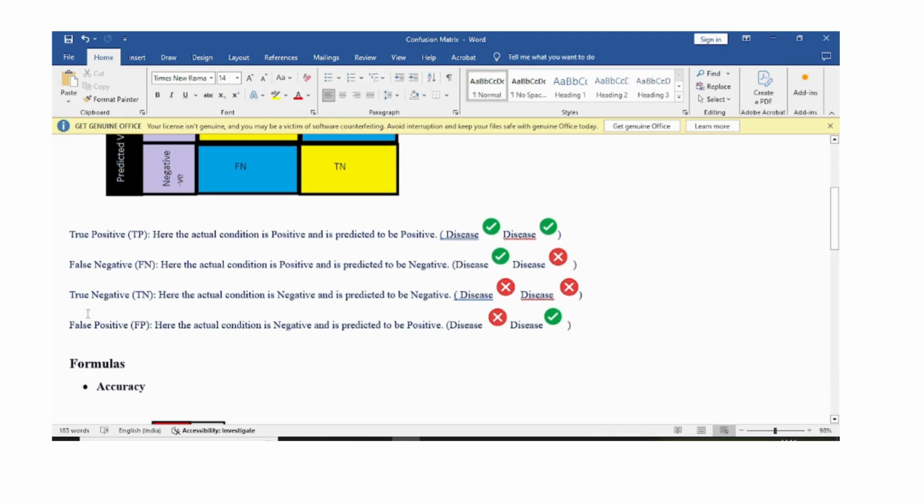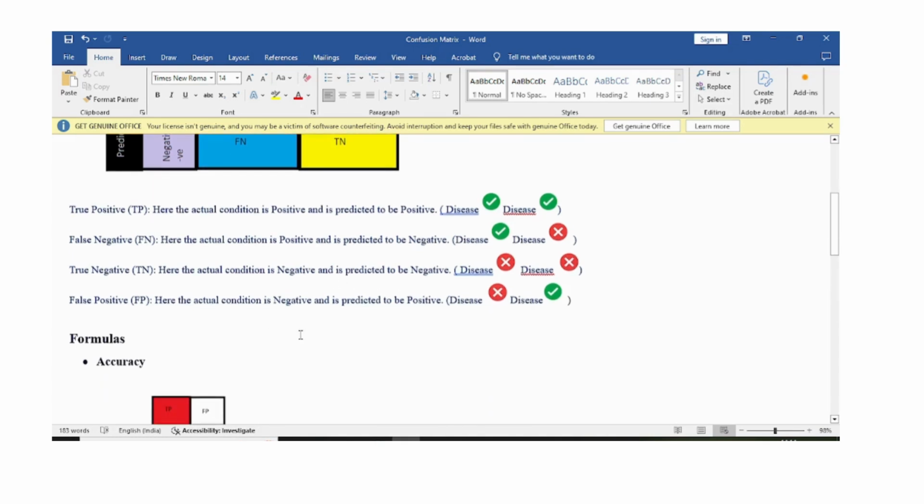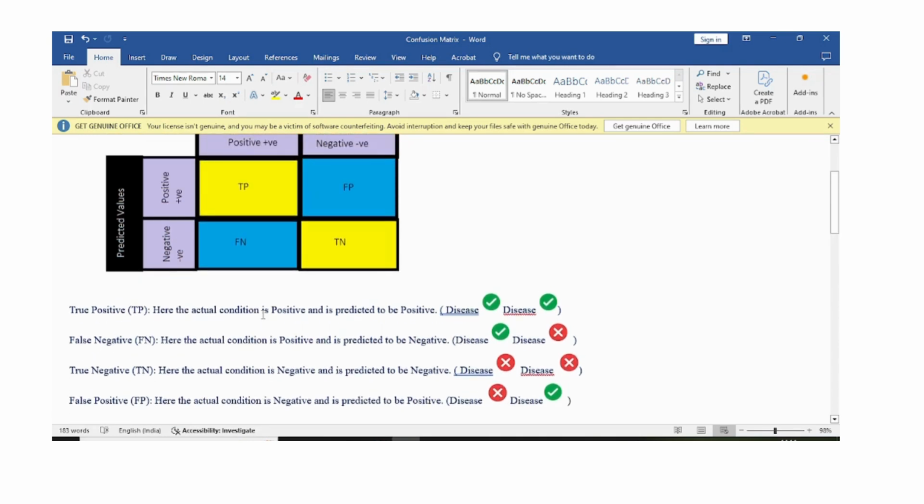For true negative, the actual condition is negative, the person does not have the disease, and it is predicted that the person does not have the disease. False positive means the actual condition is negative but it is predicted as positive: the person does not have the disease, but it is predicted that the person has a disease. This shows the confusion matrix values, that is TP, FN, TN and FP.